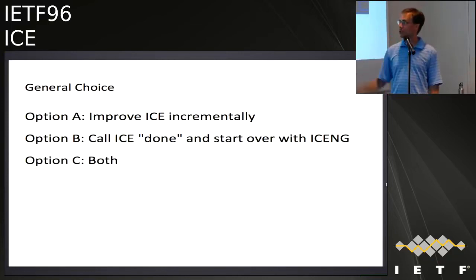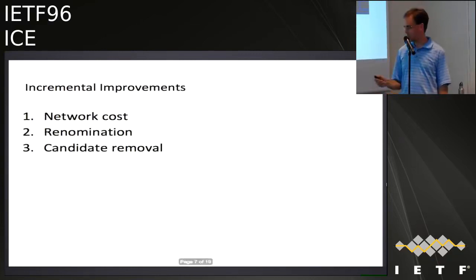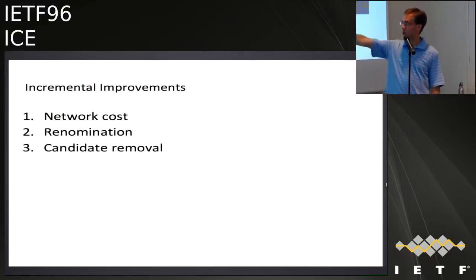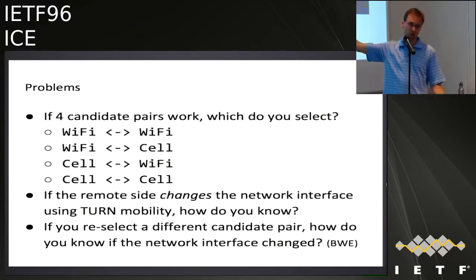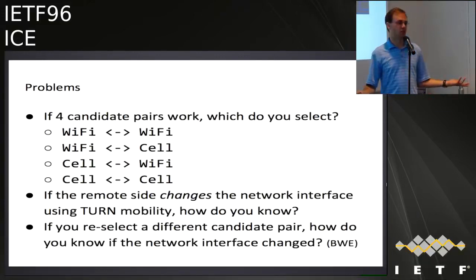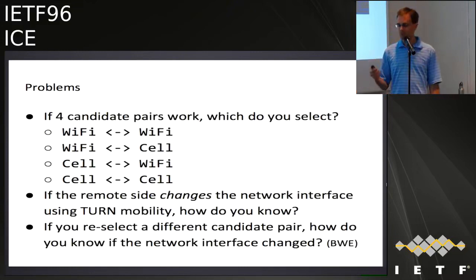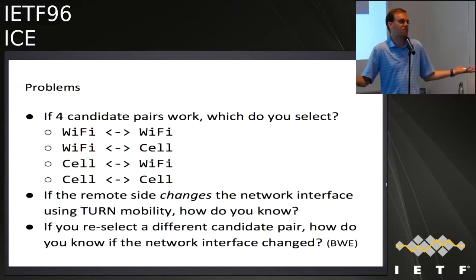So incremental improvements, like I mentioned, are 3 things: network cost, renomination, candidate removal. I'll go through the details of each. The first is network cost. Network cost is basically the idea of, let's say you have 4 candidate pairs, they all work, and now you want to select which one you're going to use, and on the controlling side, nominate which one. So you want to pick the Wi-Fi, obviously, but if it doesn't work and you only have one, you would pick the cell. But the problem is on the controlling side, or even on either side when you're selecting and not just nominating, you don't know what the other side has as its network interface. You don't know if it's Wi-Fi or cell.